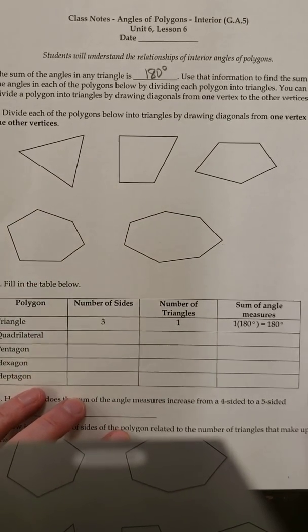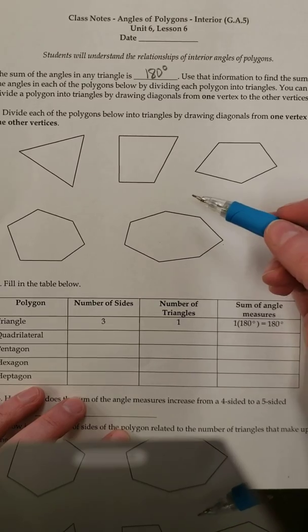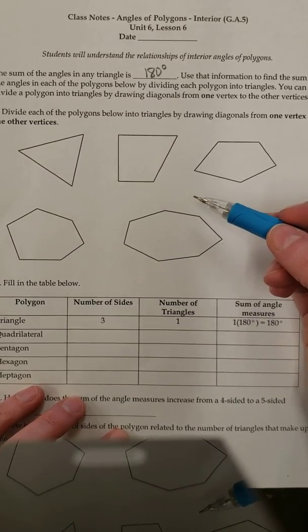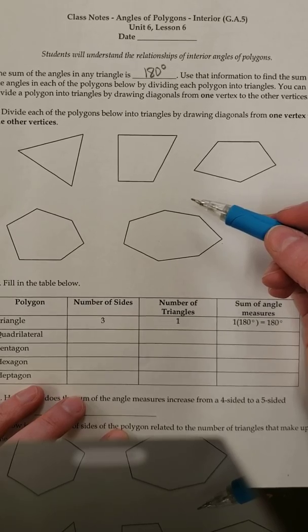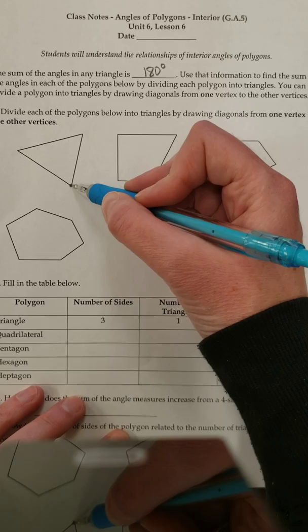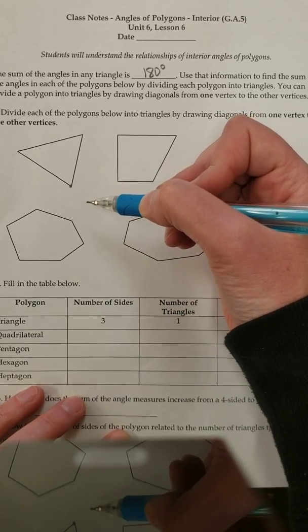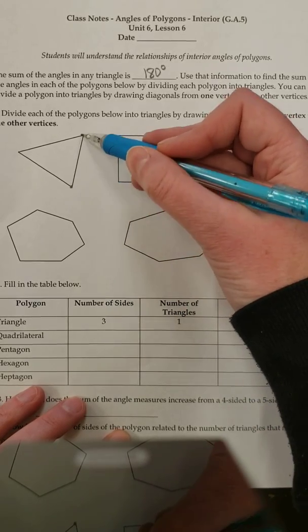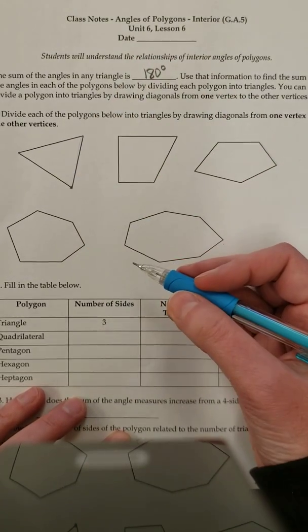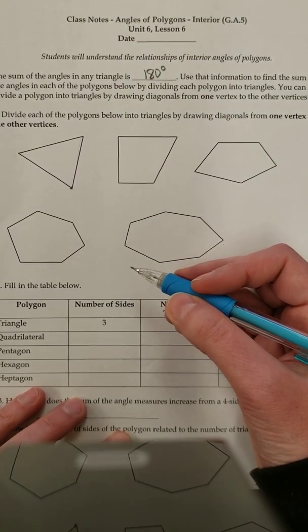What we're going to do is divide each polygon into triangles by drawing diagonals from one vertex to all of the other vertices. So if I look here and pick this vertex, a diagonal is not a side. So I can't connect that, I can't connect that, because those are sides. I can't draw any diagonals in the triangle.